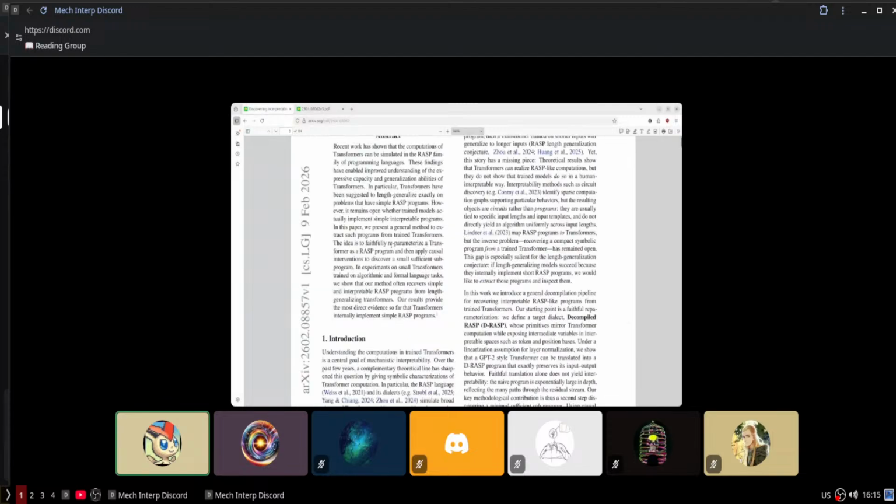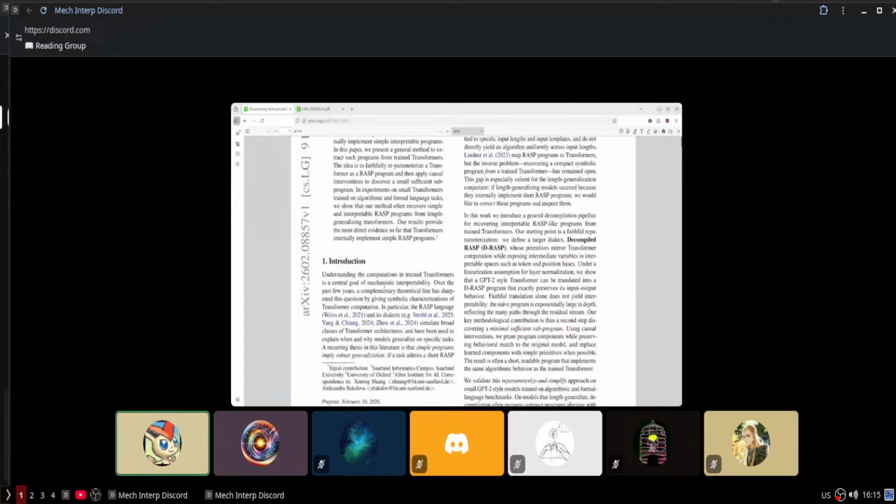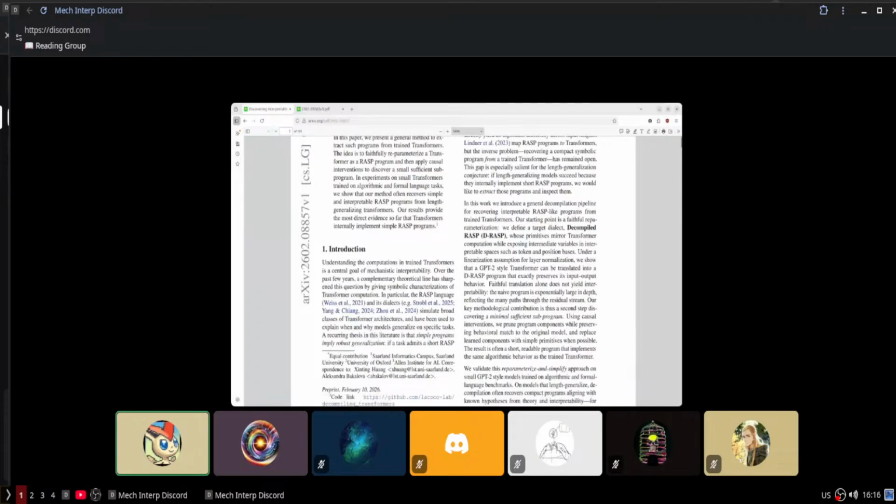We'll see how much this paper explains that. If it doesn't explain much, we can go back to the original paper to see that.